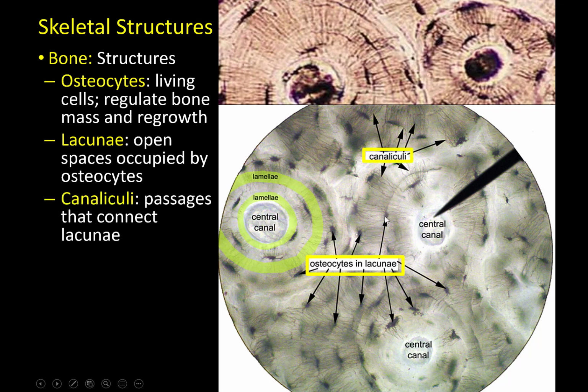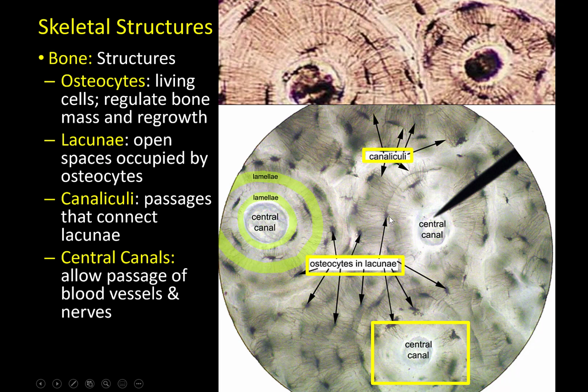Now, these cells have to be able to talk to each other to coordinate things like growth. They do that using chemical signals that are passed through these little black squiggly lines here. These are called canaliculi. They're actual passages, tunnels, that connect the various lacuna to each other so the osteocytes can communicate.